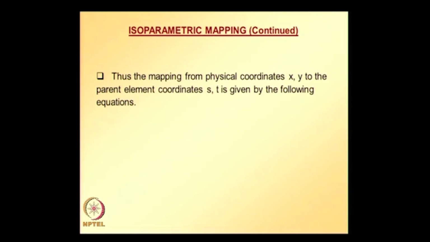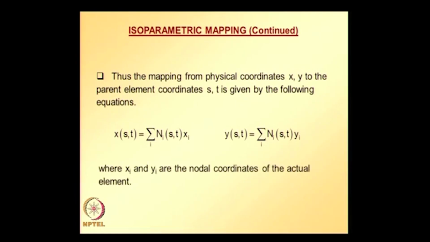Thus, the mapping from physical coordinates x, y to parent element coordinates s and t is given by the following equations. x as a function of s and t is equal to sigma Ni(s,t) times xi. Similarly, y as a function of s and t is equal to sigma Ni(s,t) multiplied by yi, where xi and yi are the nodal coordinates of the actual element.